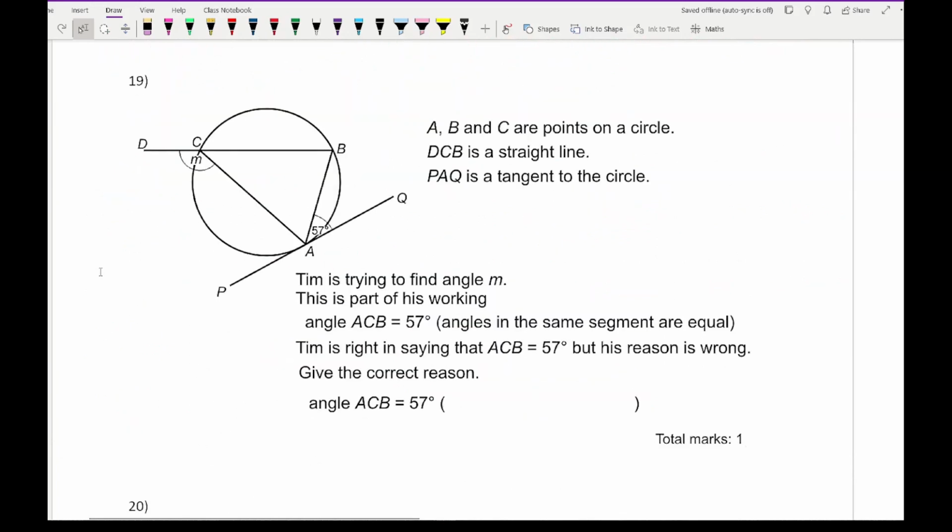Moving on to question 19, it says that A, B, C are points on a circle, DCB is a straight line, PAQ is a tangent to the circle. Tim is trying to find angle M. This is part of his working. Angle ACB equals 57 degrees, angles in the same segment are equal. Tim is right in saying that the angle ACB is 57, but his reason is wrong. It says explain why his answer is wrong. So this is a wrong statement, and the reason why this angle here is 57 is because of the alternate segment theorem.